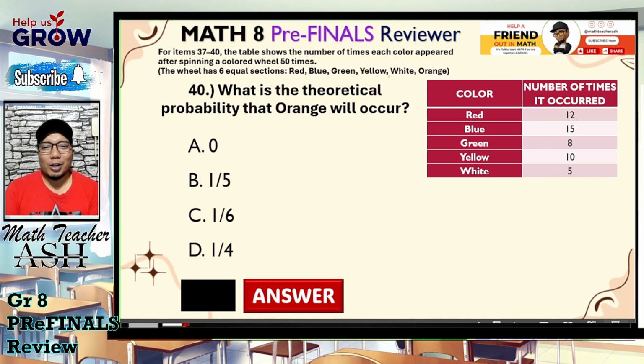Okay, my dear math learners, this question is the same as question number 37, talking about theoretical probability. So we don't need to consider the experiment made in the table. So, what is the chance that we will get orange in the 6 sections? Okay, we have 1 out of 6 chances. So that is letter C. 1/6 is the correct answer. Let's check whether we are correct.